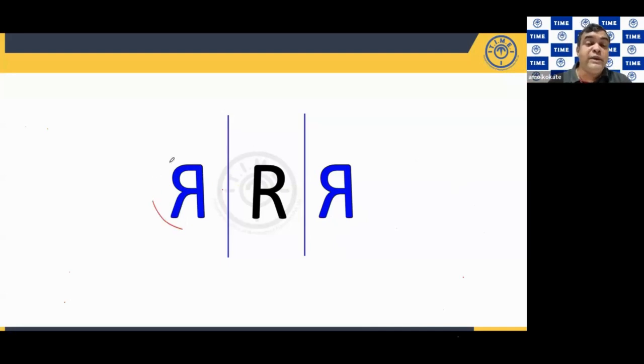Now forget about the letter R. Can you focus on the image part? Image is the same. So whether you take the image on the left side or the right side, the image is going to be the same. So that part is very clear. Fine. So these are called your mirror image. Whether you take on left or right, it's a mirror image.